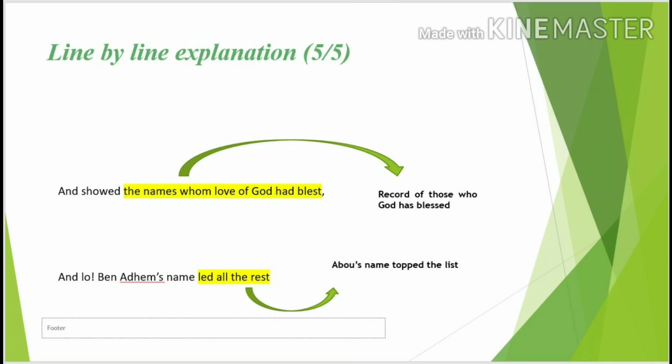So, these last two lines are most important. Here, the angel shows the names of those whom God has blessed. So in that list, whose name is on the top? Abou Ben Adhem's name is on the top. He is leading the rest, meaning he is on the top of the rest of the people. Now at the end, you have this moral.